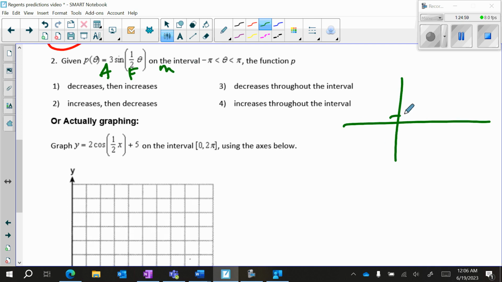So the amplitude is 3. There is no midline, which means the midline is 0. There's no midline in the back, right? So you're going to go up 3, down to -3. Sine curve starts at the midline, so it starts at 0.